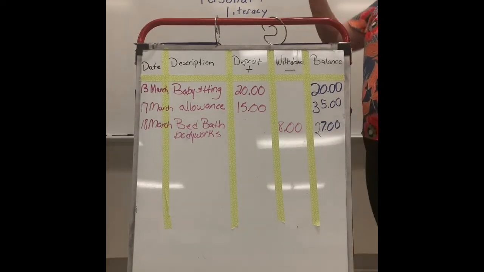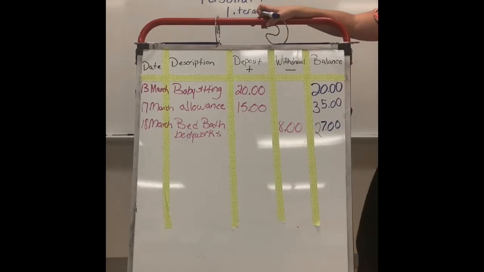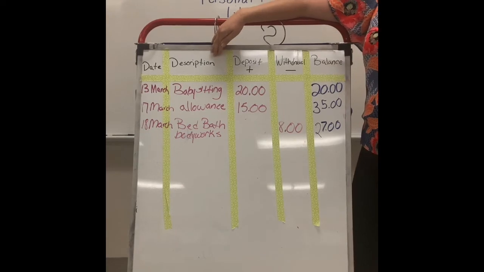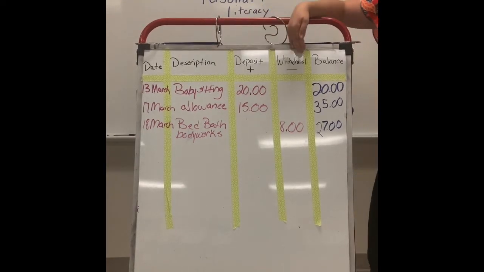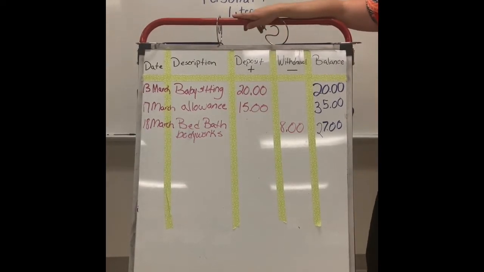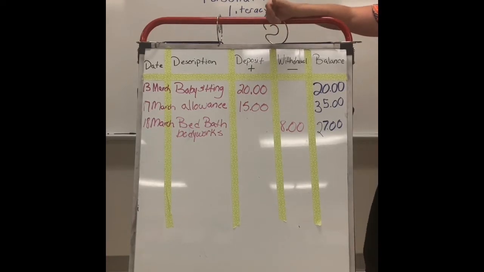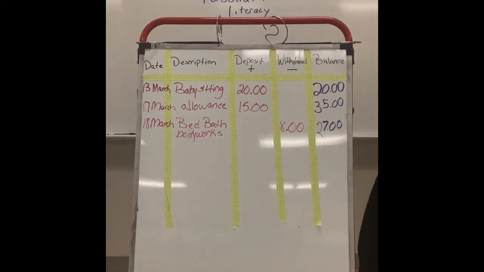As the month goes on, you're going to continue to write down a description of each item. Whether it's a deposit or a withdrawal, it'll go in the appropriate column, and then you'll either add or subtract accordingly, and you'll keep your running balance.